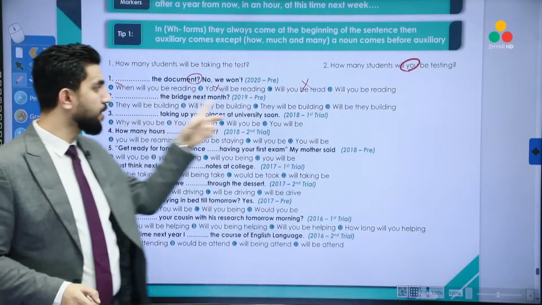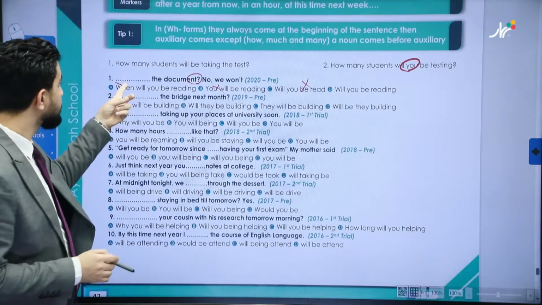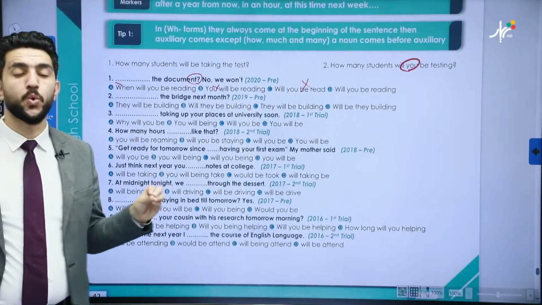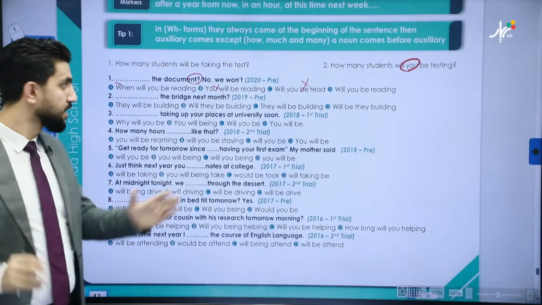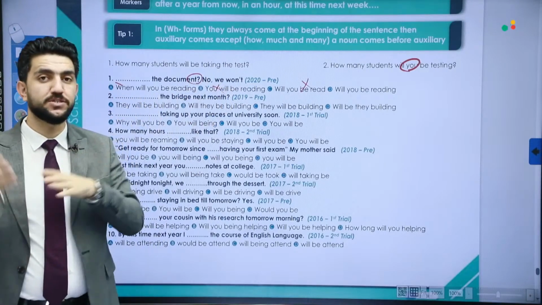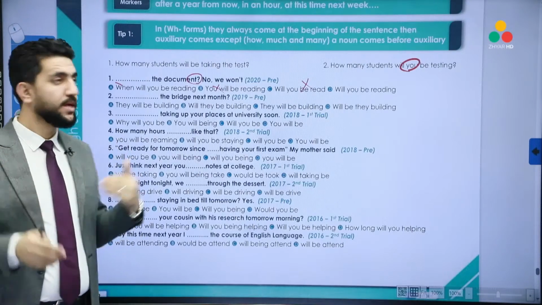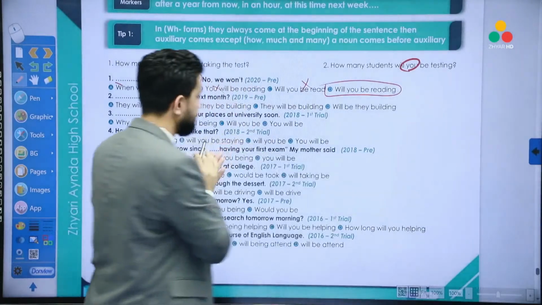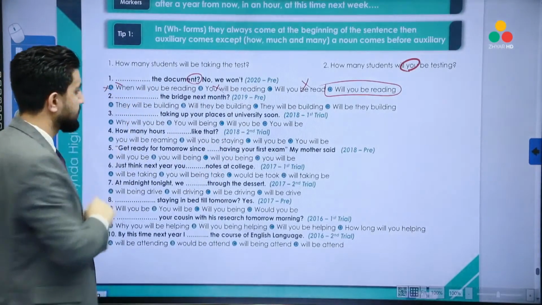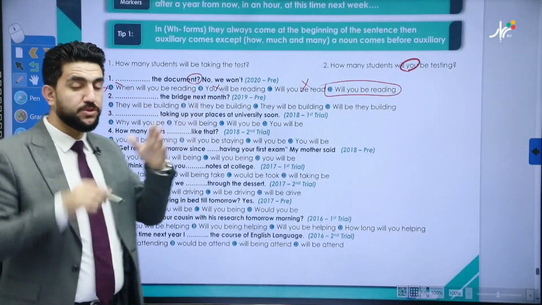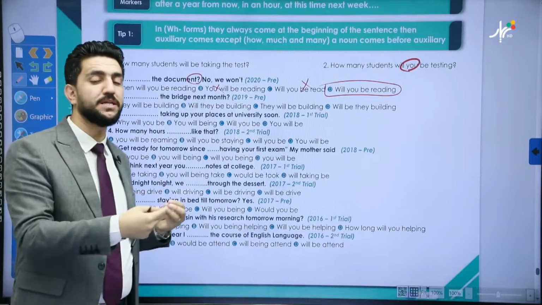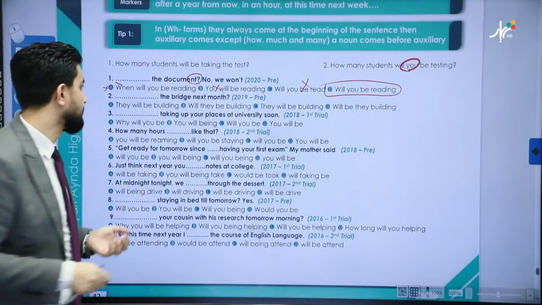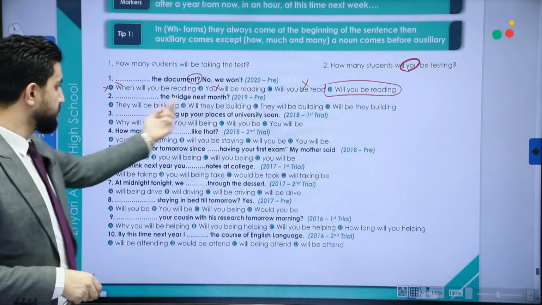This one. Both of them are correct. But look, here it says, no, we won't. That's a yes-no question. That's not a WH question. Since we have short answers, no or yes, that's yes-no. That's not a WH question. So that means D is the correct answer. This one is incorrect. Because when you say when will you, when you say when, the answer has to be time. For example, we will be doing next Monday, something like this.